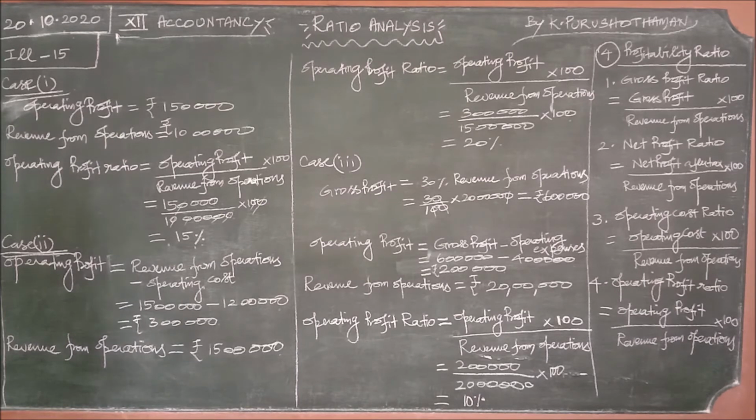What is that revenue from operations? That is income. What is operating cost? That is the amount spent for the purchase of the materials, purchase of the products to be sold.